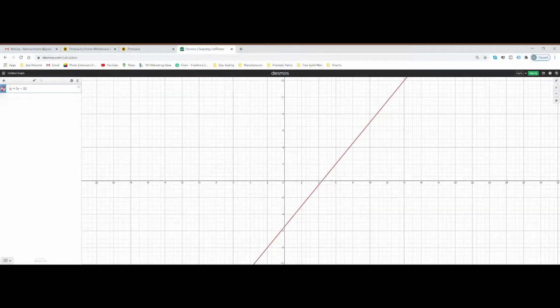So next, the question is, a triangle has vertices A negative 4 and 7, B 6 and 7, and C 1 and negative 3. Sketch the triangle on a grid below. Label your triangle. So you have point A, negative 4 and 7. And you have B, which is 6 and 7.